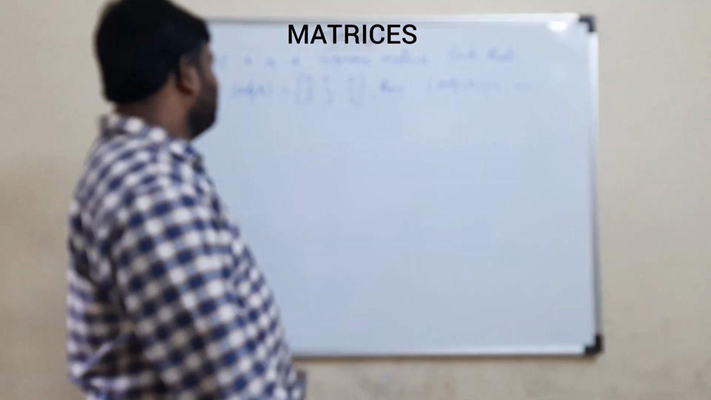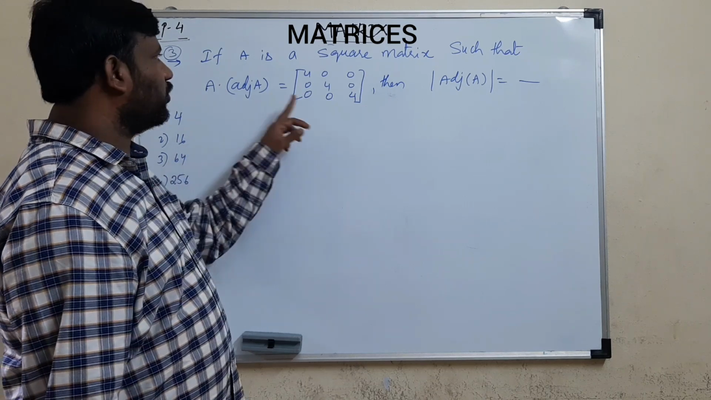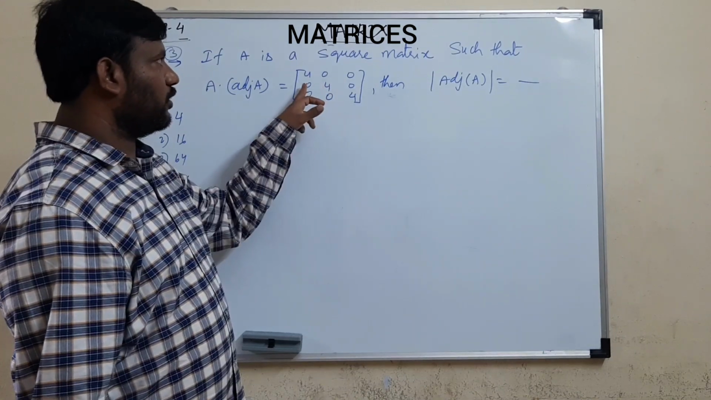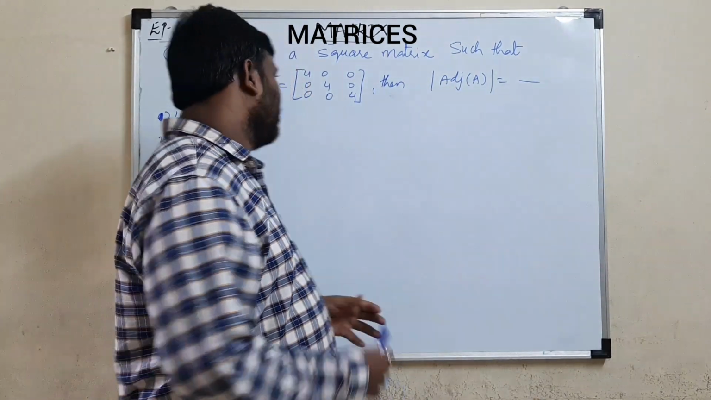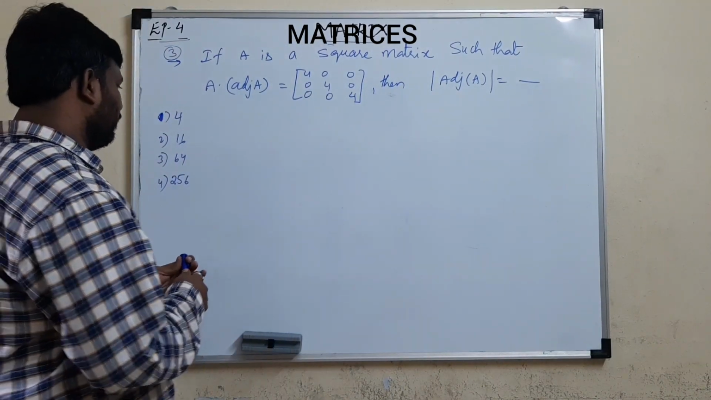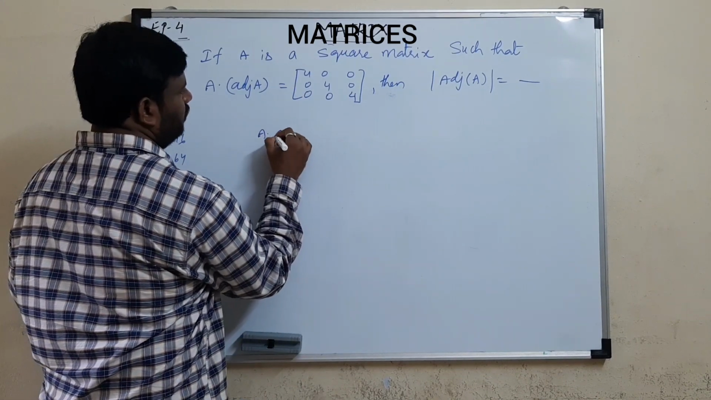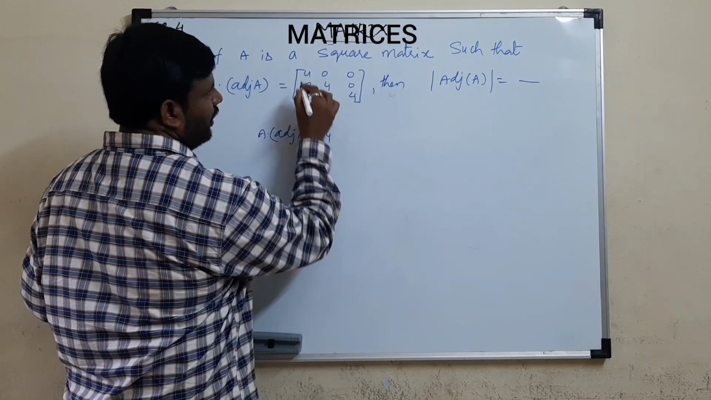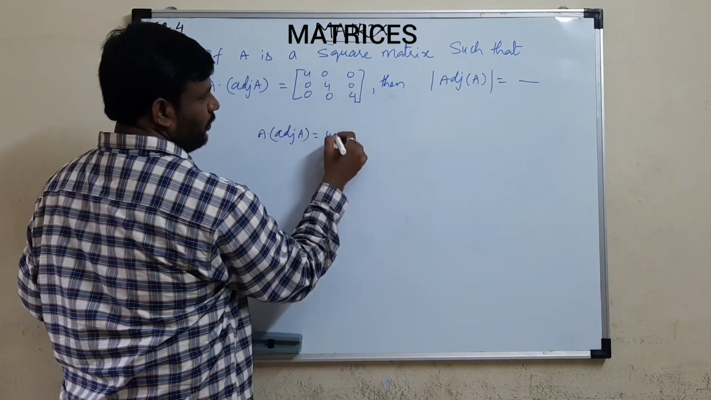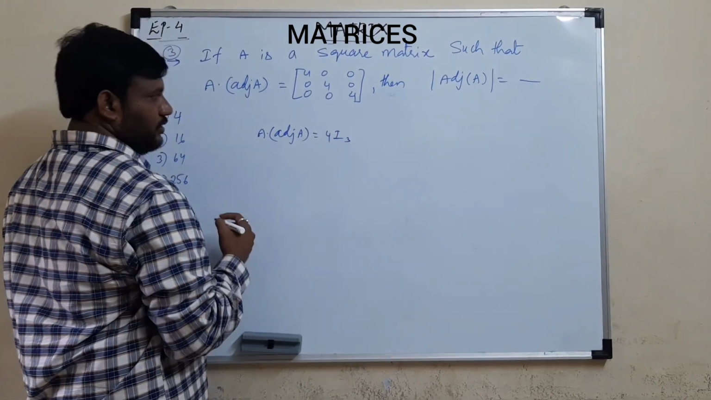Let's try the next problem. If A is a square matrix such that A into adjoint A is given as the matrix [[4, 0, 0], [0, 4, 0], [0, 0, 4]], then we need to find the determinant of adjoint A. The options are 4, 16, 64, 56. This is also very important. Here what is given is A into adjoint A. When I take 4 common from this, definitely [[1, 0, 0], [0, 1, 0], [0, 0, 1]]. That is nothing but I with the order 3.